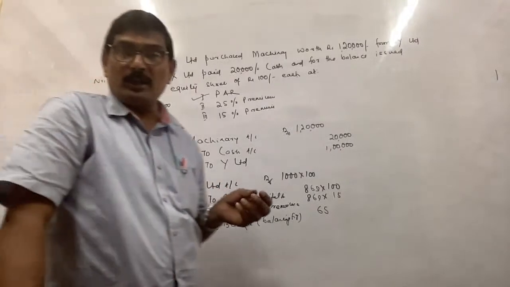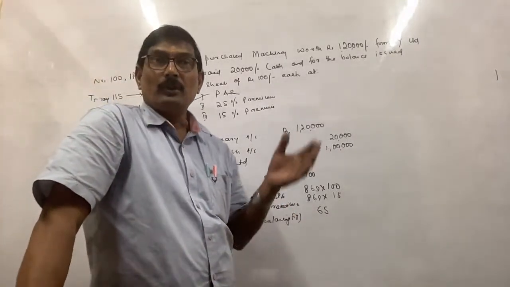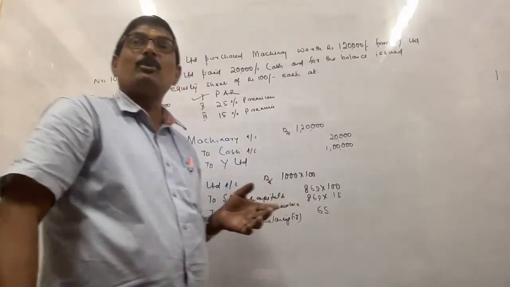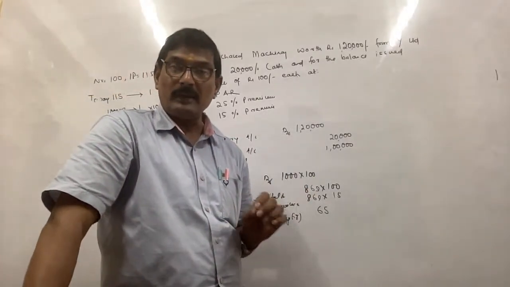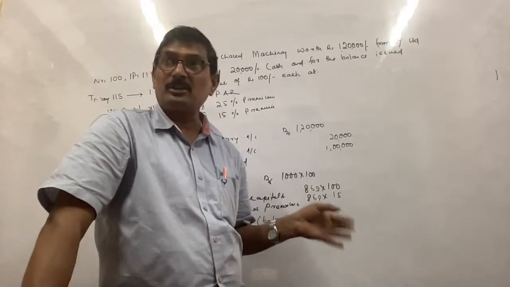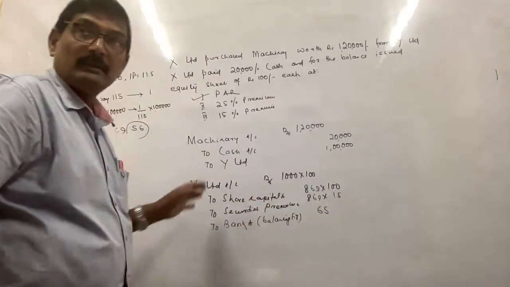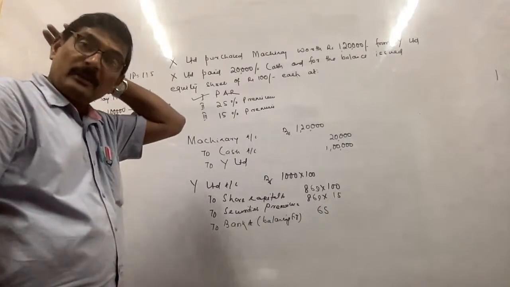So we have discussed about issue of shares for cash. So far as consideration of the cash, what all did we discuss? Issue of shares to the promoters, issue of shares to the underwriters, and issue of shares for purchase of assets. Right? Now, issue of share for purchase of running business.